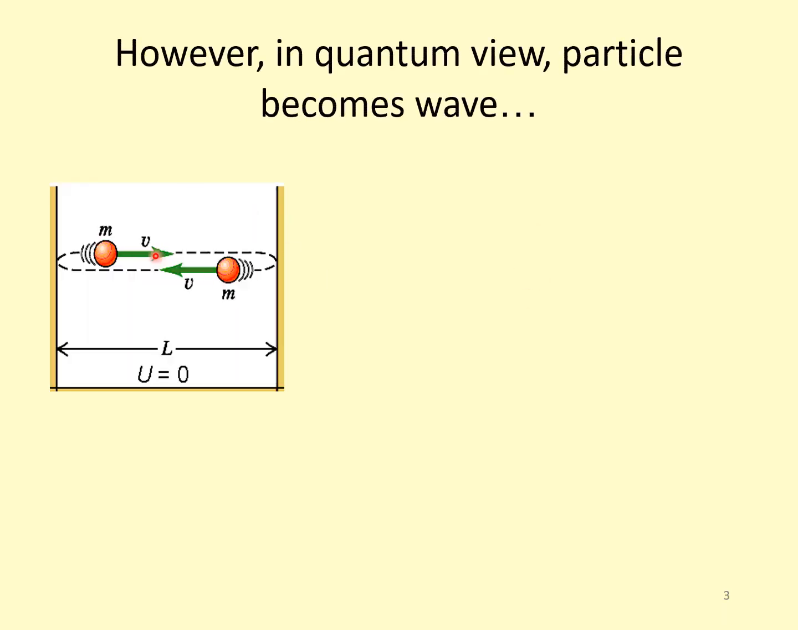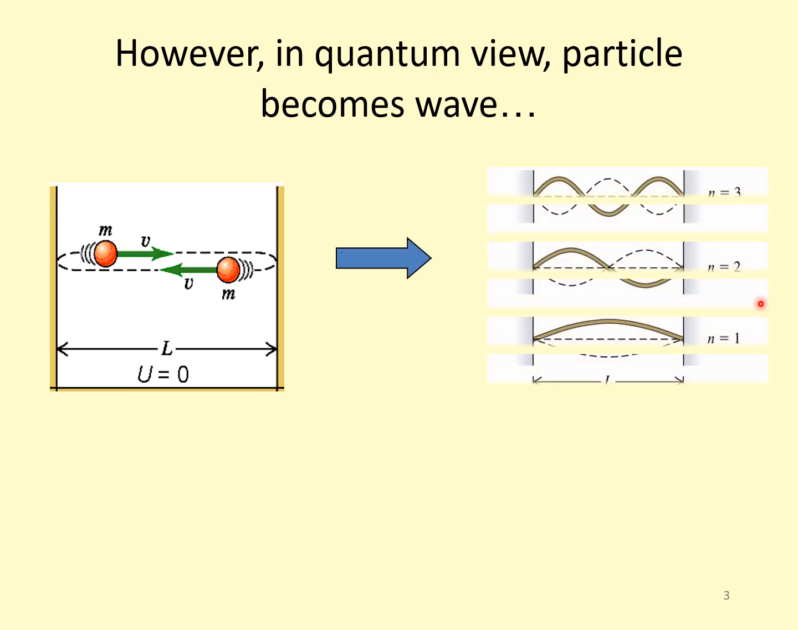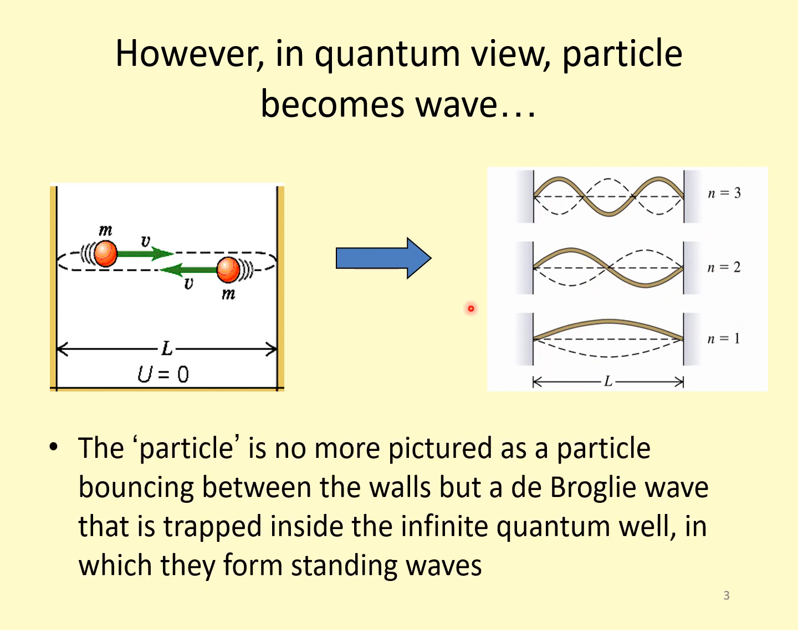We can see from this image that the particle is bouncing back from the walls of this box, and quantum mechanically it will have standing waves inside. According to de Broglie we can find the wave function for this matter wave, and this is the wave function we will get using the Schrodinger wave equation.